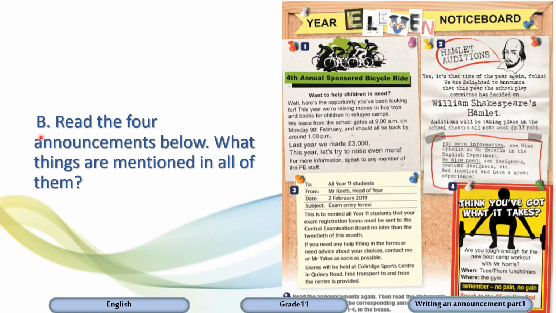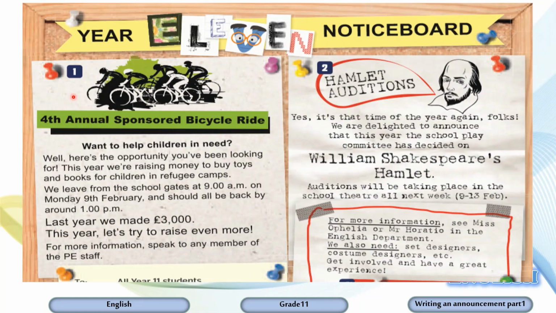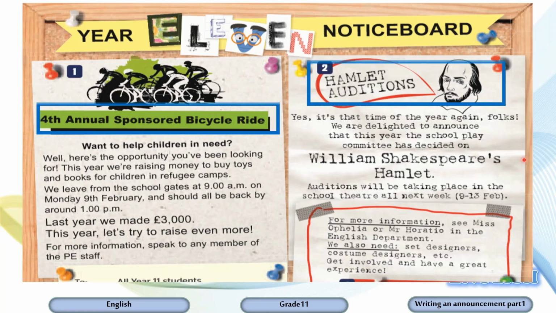All right, now let's read question B in the rubric. Read the 4 announcements below and find what things are mentioned in all of them. So we are going to identify the details in common between these 4 announcements. Let's start. These are the first 2 announcements. Look at the box text.